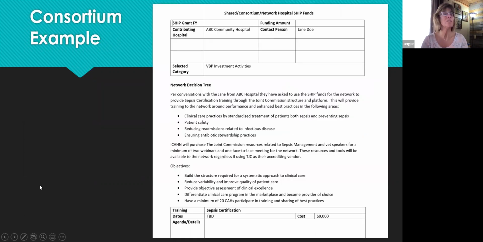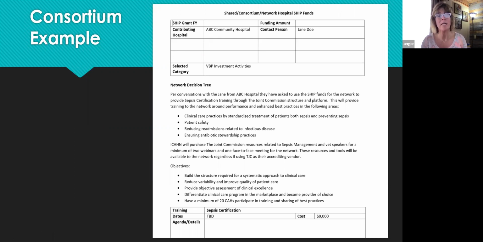So this is one, and this is totally an example. This isn't a consortium example. This is one that I had written back in the day at ICANN. These are out on the website under the toolkit for resources. This one is in regards to value-based purchasing in, I don't remember, sepsis certification.